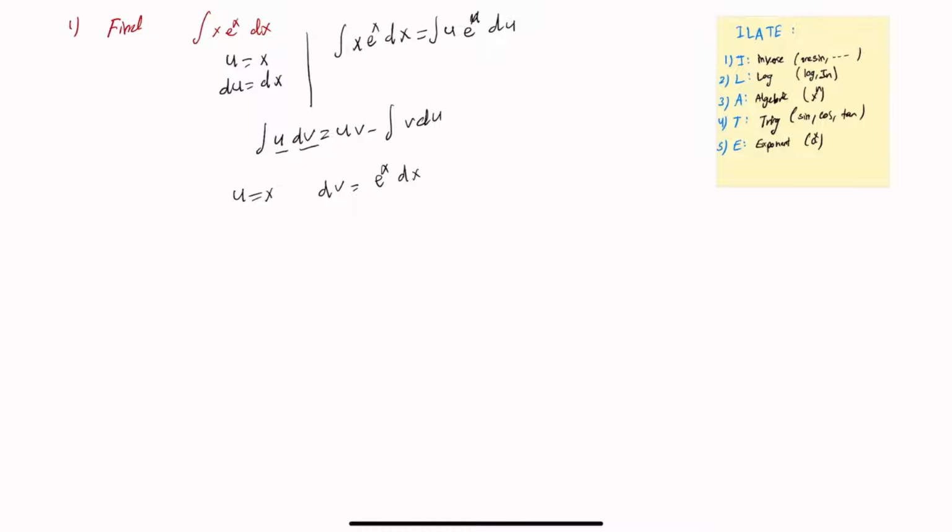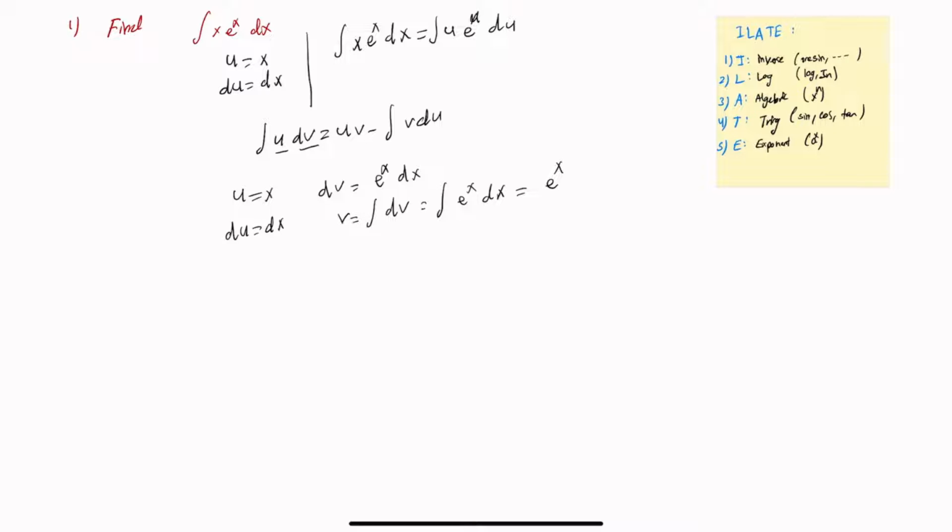Notice in here, I also want to find the terms v and du. So I'm going to find these from u and dv. So du here is going to be equal to dx, and then v is going to be the integral of dv. This is just a definition. So that's going to be equal to the integral of e to the x dx. This integral is going to be equal to e to the x.